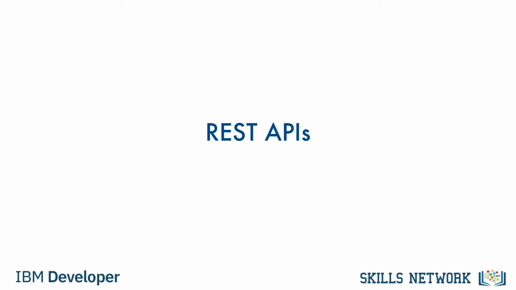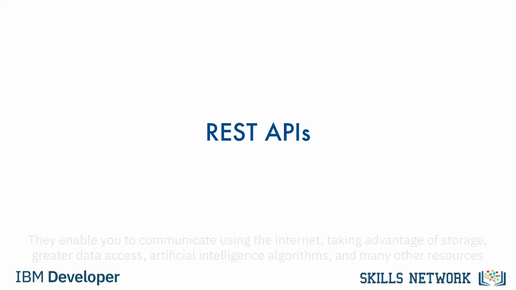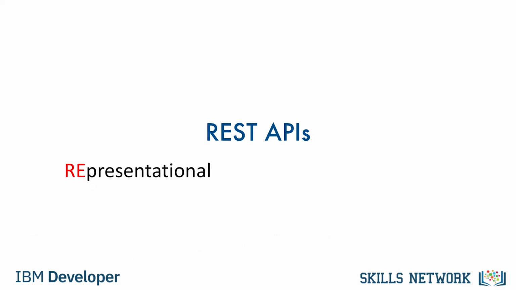REST APIs are another popular type of API. They enable you to communicate using the internet, taking advantage of storage, greater data access, artificial intelligence algorithms, and many other resources. The RE stands for representational, the S stands for state, the T stands for transfer.